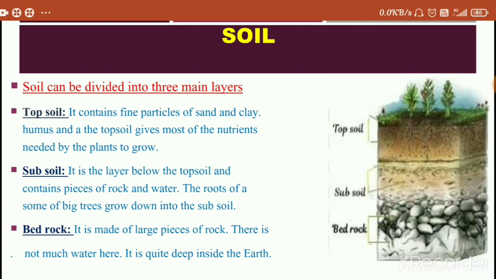The next and last layer is bedrock. Bedrock is made up of large pieces of rocks. There is not much water here. It is quite deep inside the earth. So these are the three main layers of the soil. Yes, I hope you have understood the topic about the soil. Thank you, students.